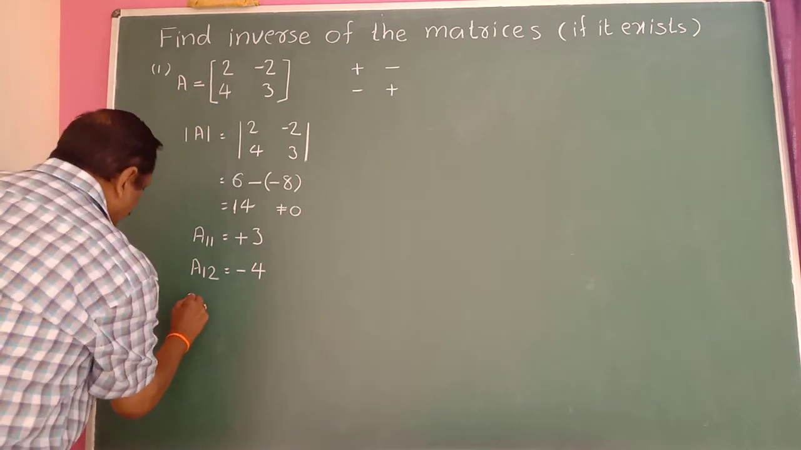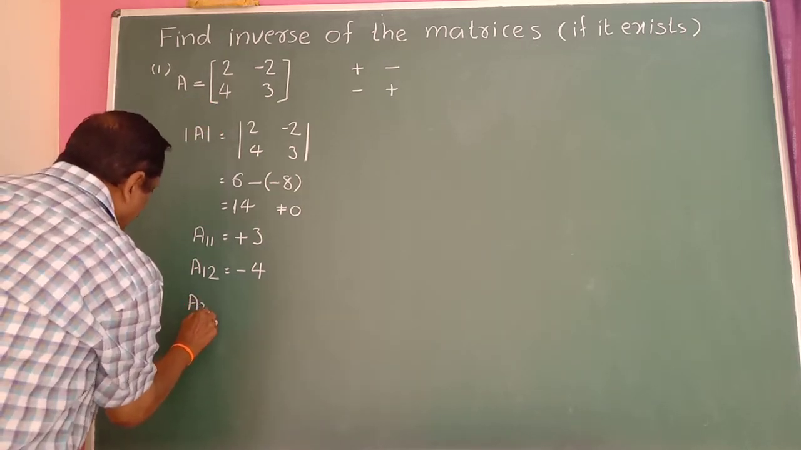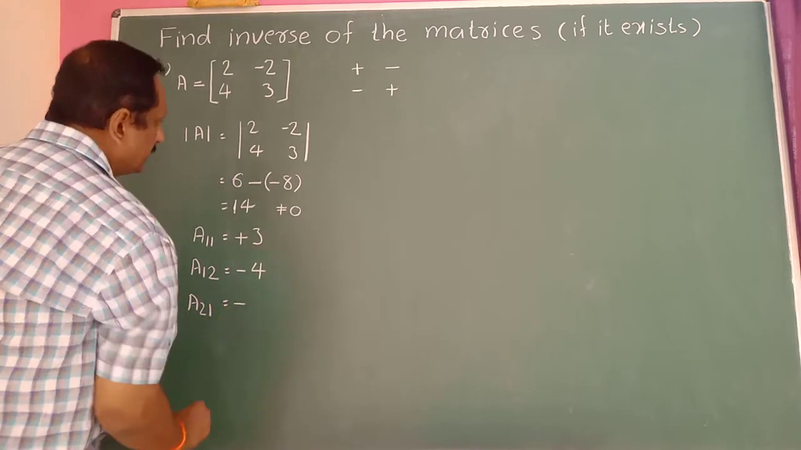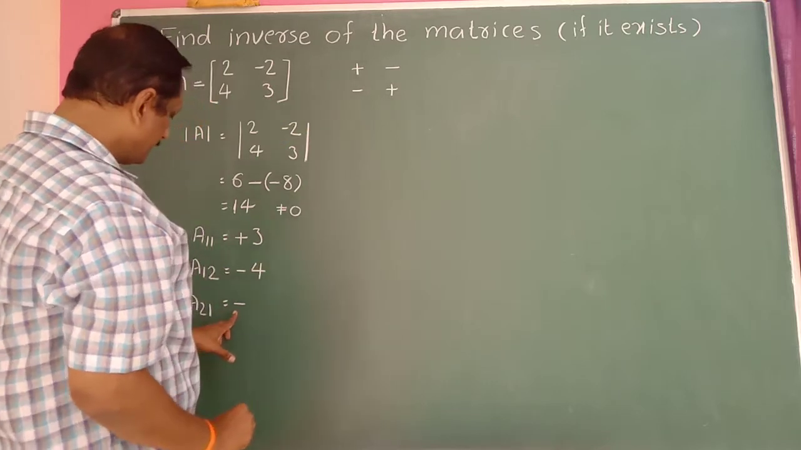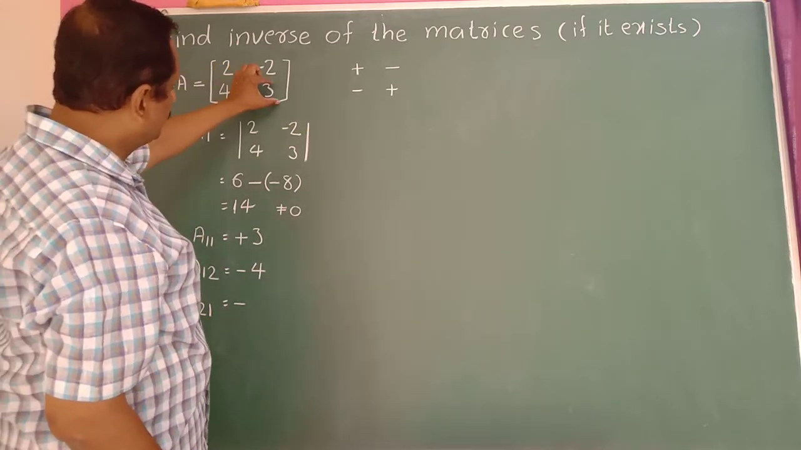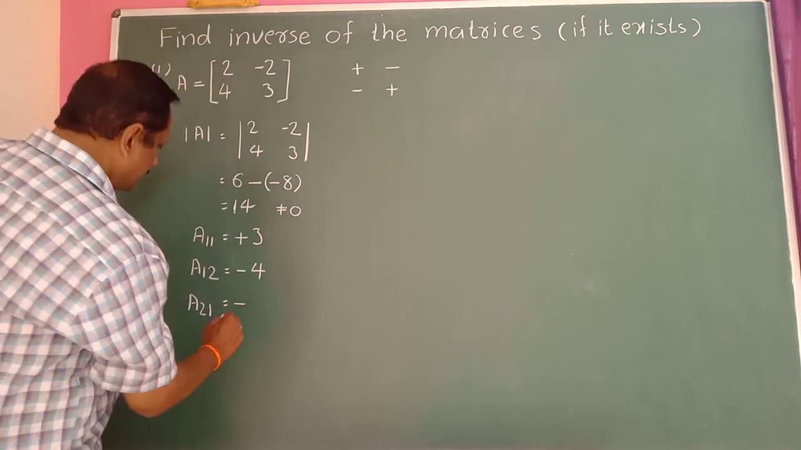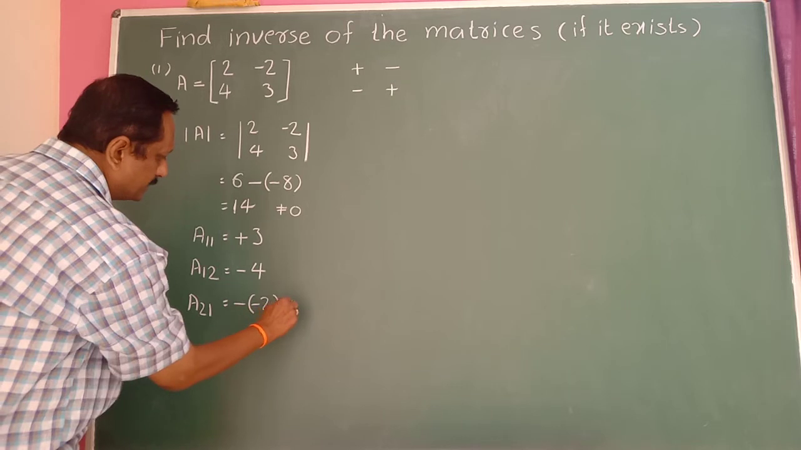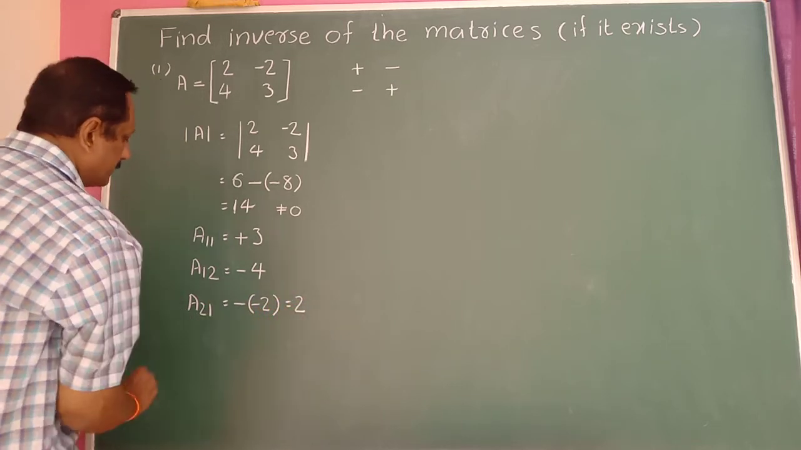Then we find the cofactor of this element. Therefore, A21. 2 plus 1 is 3, an odd number, so write minus. Deleting the second row and the first column, the remaining element is minus 2. So write minus of minus 2. Minus of minus becomes a plus 2.